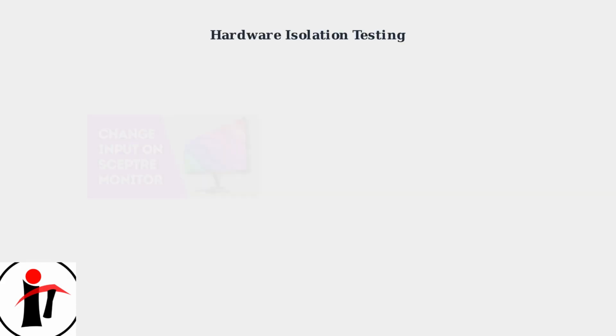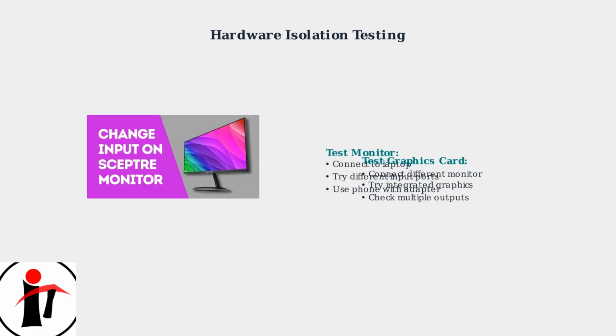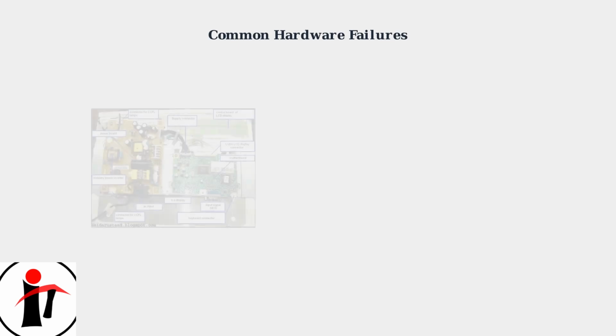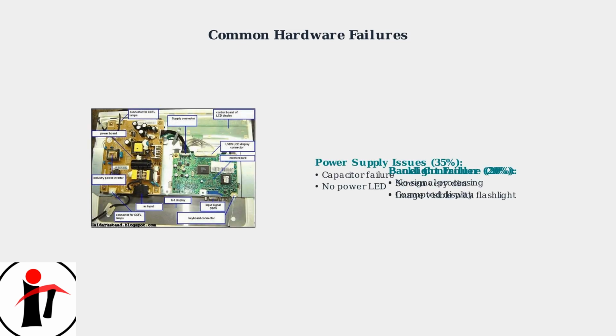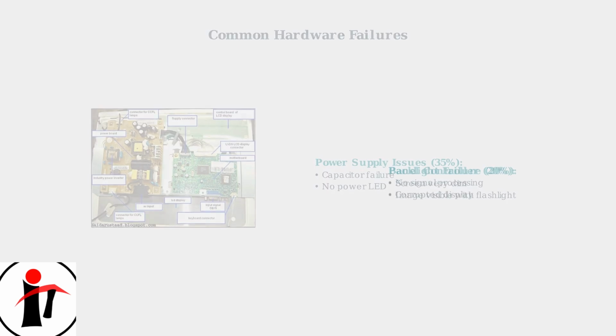If software solutions fail, test the hardware by connecting your monitor to a different device or connect a different monitor to your computer. This isolates whether the problem is with the monitor or your graphics card. For persistent issues, especially with older monitors, internal components may be failing. The power supply and backlight are common failure points that require professional diagnosis and repair.